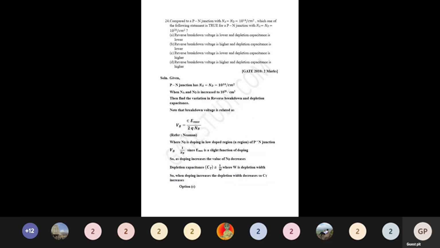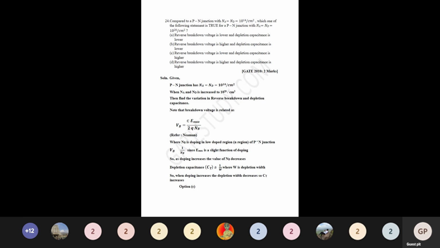Compared to a PN junction with Na equal to Nd equal to 10 to the power 14 per centimeter cube, which of the following statements is true for a PN junction with Na equal to Nd equal to 10 to the power 20 per centimeter cube? The options are: reverse breakdown voltage is lower and depletion capacitance is lower; reverse breakdown voltage is higher and depletion capacitance is lower; reverse breakdown voltage is lower and depletion capacitance is higher; reverse breakdown voltage is higher and depletion capacitance is higher.